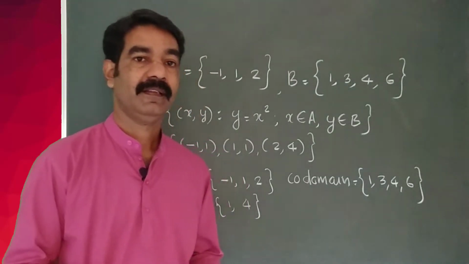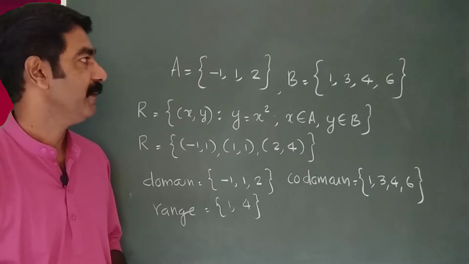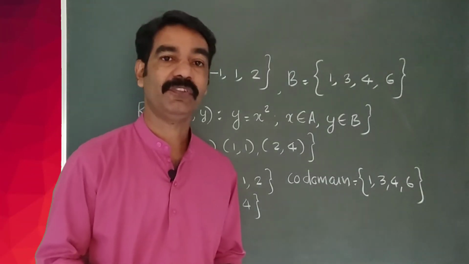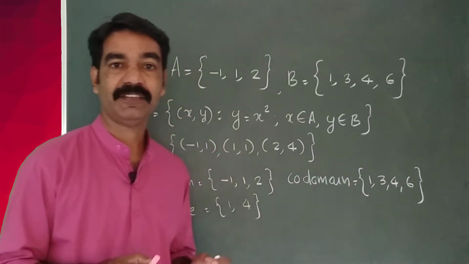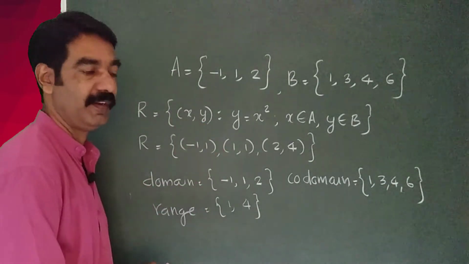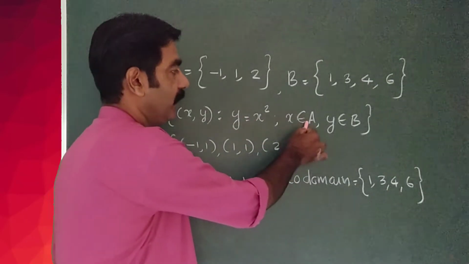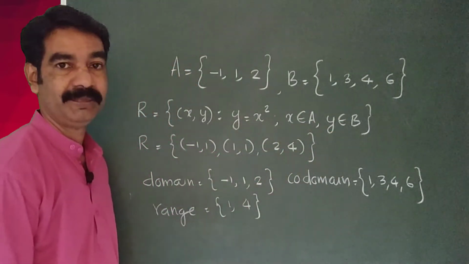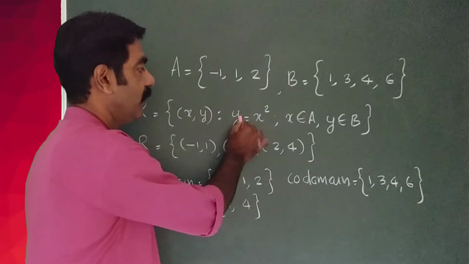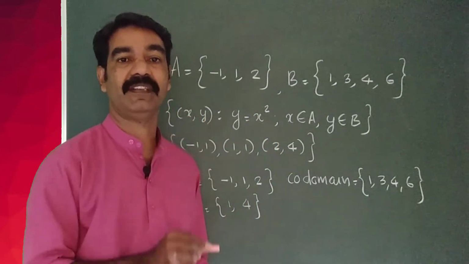Now consider A is equal to the set {-1, 1, 2} and B is equal to the set {1, 3, 4, 6}. And R is a relation from A to B. R is equal to the set of all ordered pairs (x, y) such that y is equal to x square, and x belongs to A and y belongs to B. So what is the relation? y is equal to x square. The second element is the square of the first element.